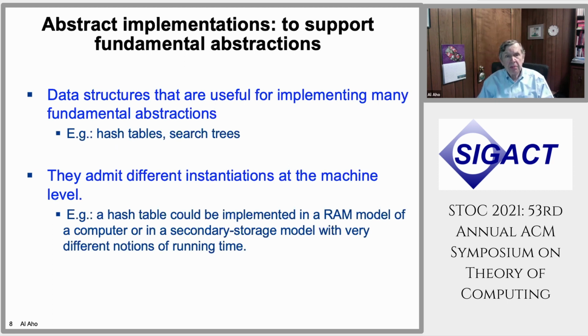The abstract implementations are used to support fundamental abstractions. They're data structures such as hash tables or search trees. They admit of different instantiations at the machine level. So a hash table, for example, could be implemented in a random access model of computation or in a secondary storage model. And these 2 implementations would have very different notions of what their running time was.